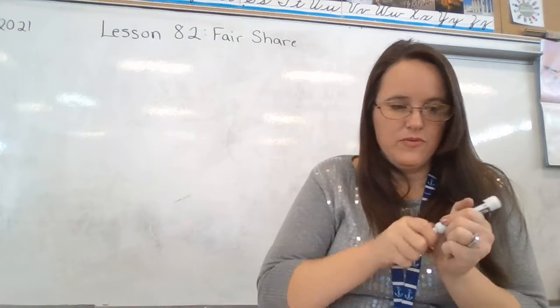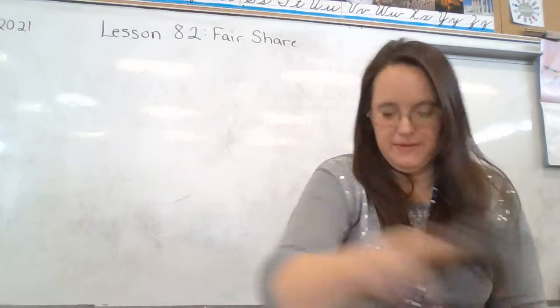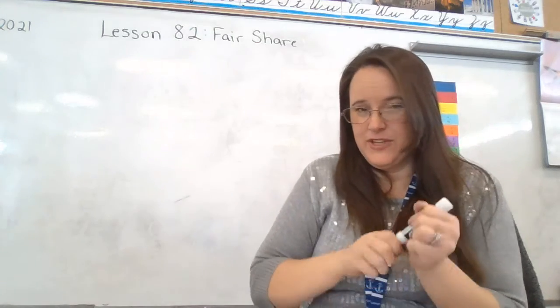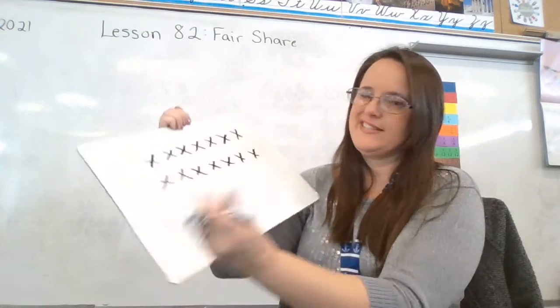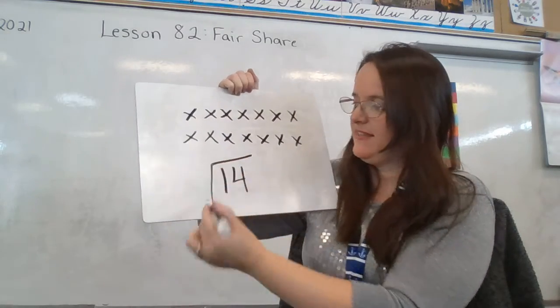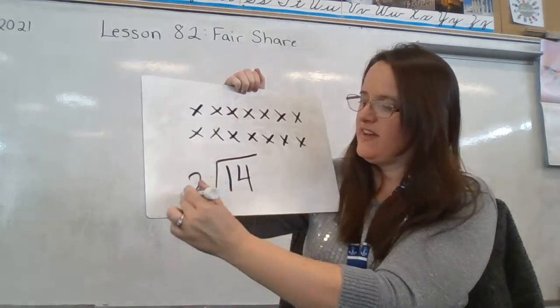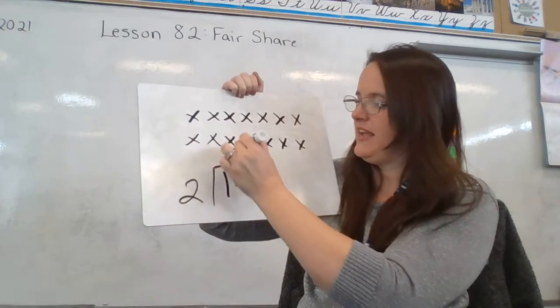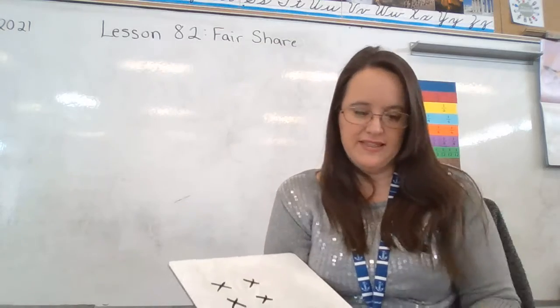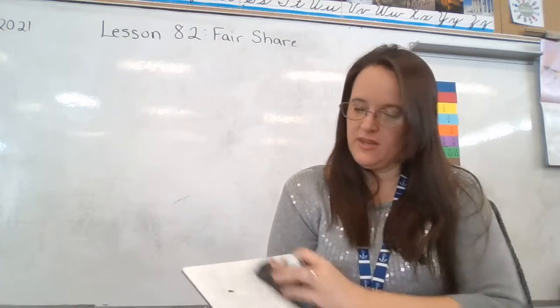There is another way that we can write that problem, and I want to show that to you as well. I call this a house. We put the number that we start with inside the house. And we divided it by 2. And then our answer goes up here and we get 7. So 2 ways to write the same division problem.